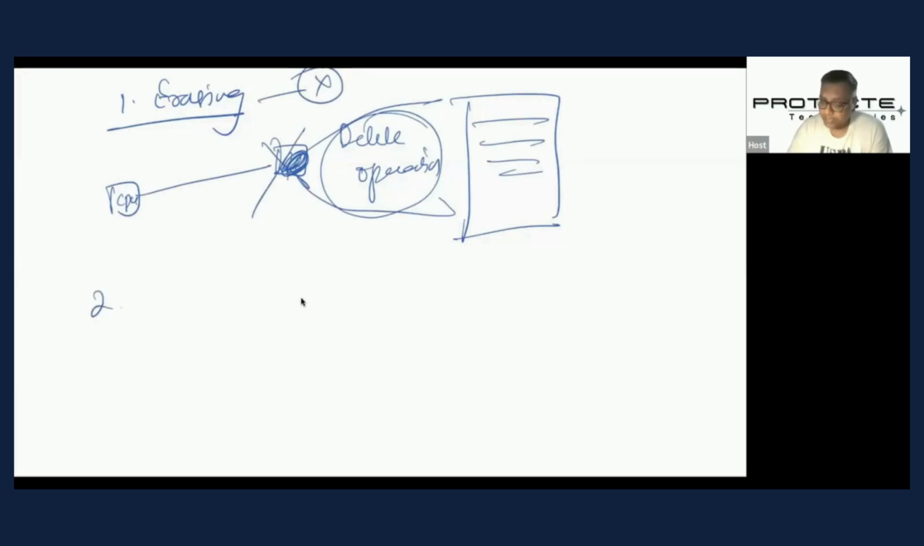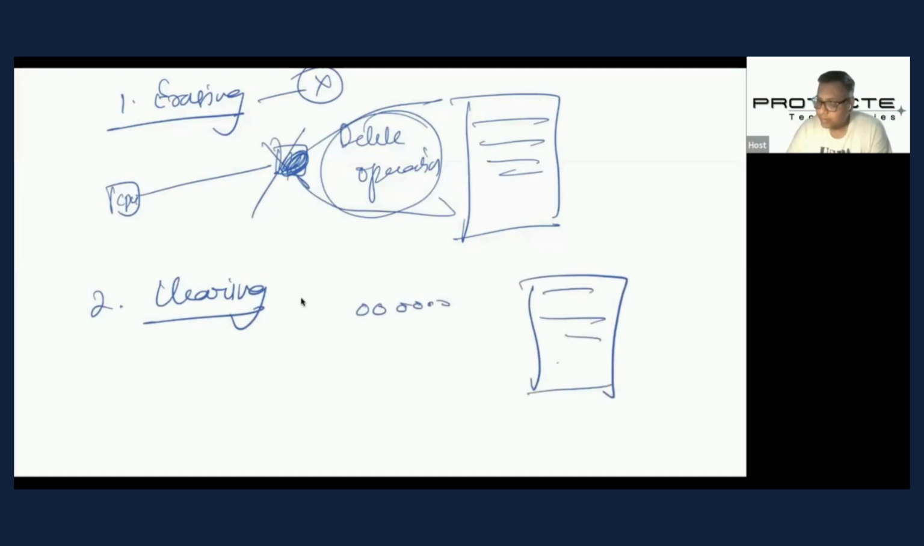Then the second thing is clearing. What is clearing? Clearing is, you take a bit stream of 00000 and write it on the entire disk. This is a simple form, or an advanced form, of overwriting. You can have a random pattern of bits. You can write random patterns of data and write it over once. That's called clearing. Okay, overwriting.